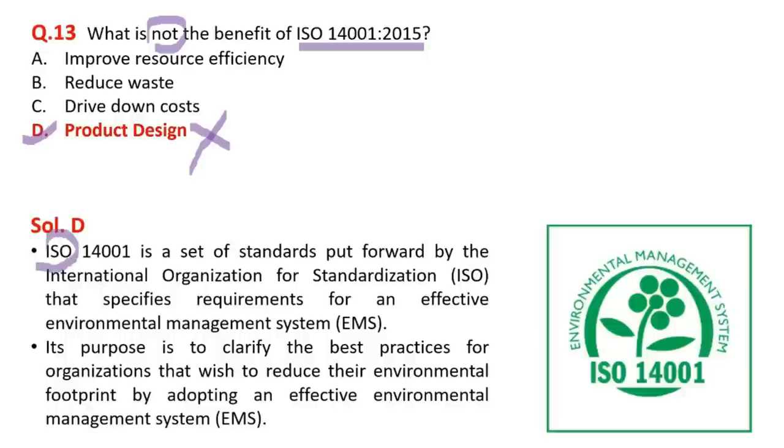ISO full form you should know, that is International Organization for Standardization. This particular standard is for effective environmental management systems. The main purpose of this certification or standard is to clarify the best practices for organizations that wish to reduce their environmental footprint by adopting an effective environmental management system. We studied different methods of environment management systems in the last chapter, and if we go with this particular plan or standard, then that organization will cause very little impact on the environment.